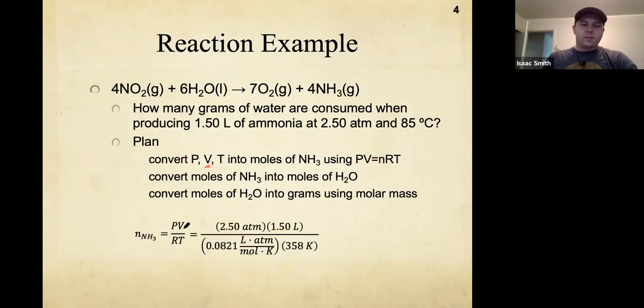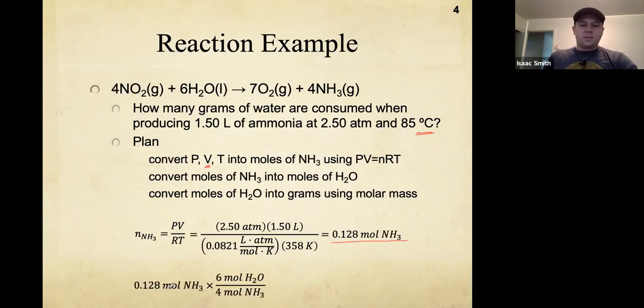So for the moles of ammonia, we're going to use PV over RT. Plug all the values in. This is given to us in liters, atmospheres, so the only thing we needed to convert here is from Celsius to Kelvin. So you have 358 Kelvin is equal to 85 degrees Celsius, and this pops out the moles of ammonia.